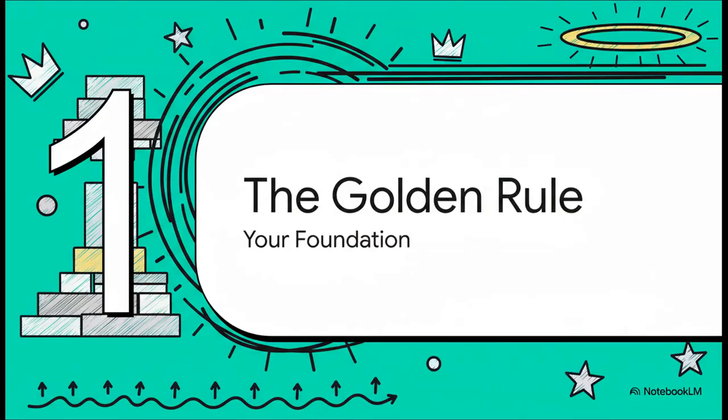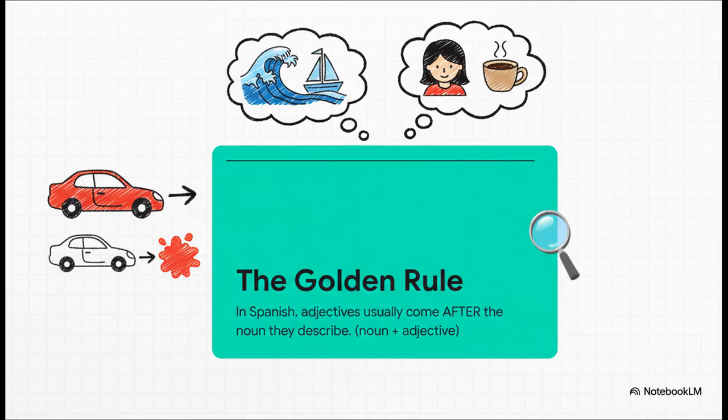Okay, first things first, we need a solid foundation, right? There is one single rule that covers you in most situations. Seriously, if you only remember one thing from all this, make it this one. We're going to call it the golden rule. And here it is. Super simple. The default setting, your go-to move in Spanish, is to put the adjective after the noun. So you wouldn't say the red car, you'd say the car red. I know, it feels totally backwards to us English speakers, but trust me, this is the bedrock of the whole system. Let's see what that actually looks like.